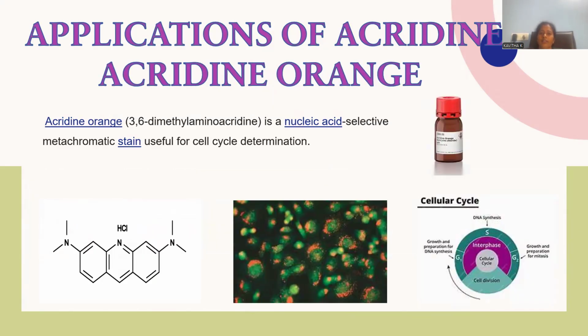Acridine orange is a kind of pigment or coloring agent, as you can clearly observe. Its chemical name is 3,6-dimethylaminoacridine. It is the chemical naming system for this acridine orange, which is a nucleic acid selective metachromatic stain used for cell cycle determination. Cell cycle diagnosis is accomplished by this compound, whose chemical composition is provided.